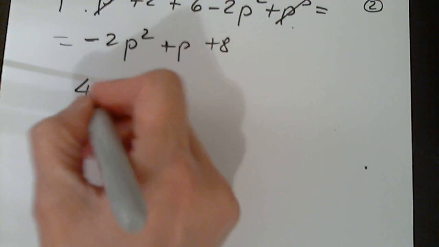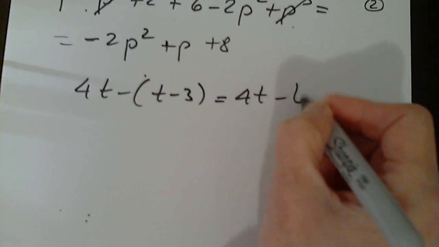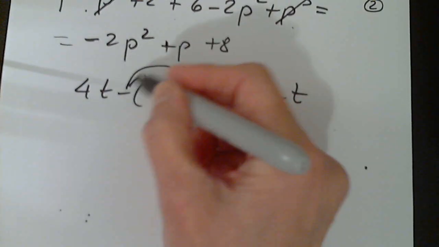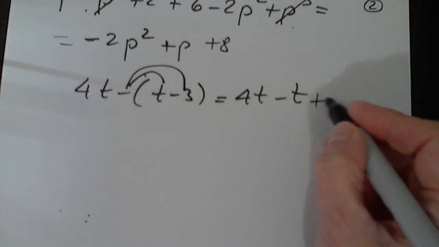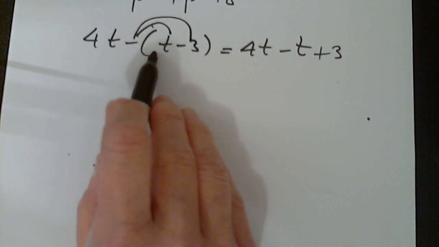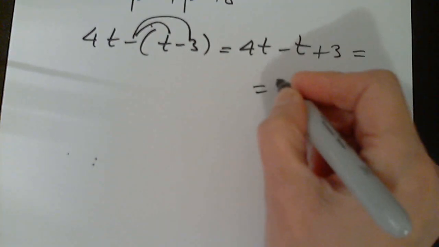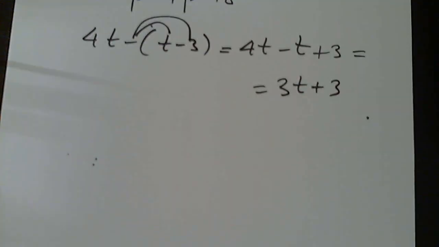The next one was 4t minus t minus 3. So this is 4t minus t, but I have to distribute to both terms. I cannot pick and choose. I cannot distribute negative 1 to only one term and forget about the other. So therefore, the simplified form is 3t plus 3.